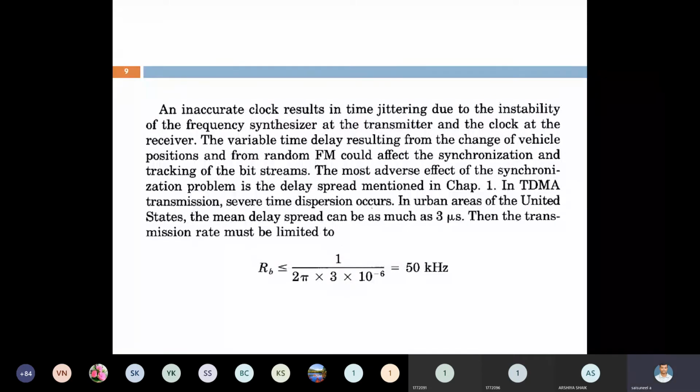Here in the time division multiple access system, severe dispersions occur, especially in urban areas. What do I mean by dispersion? Dispersion is nothing but ISI, that is, intersymbol interference. That is merging of pulses. Suppose we are taking the example of the United States. The delay spread is 3 microseconds. Then rate calculation, transmission rate is 1 by 2 pi into 3 microseconds. We are getting 50 kilohertz frequency.